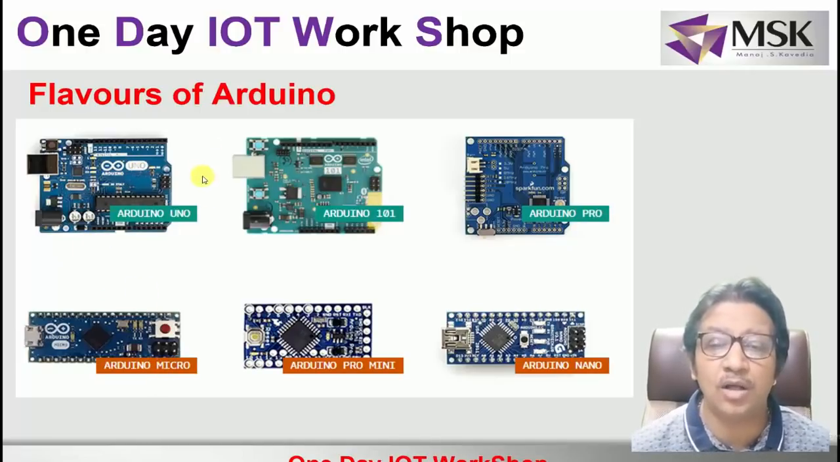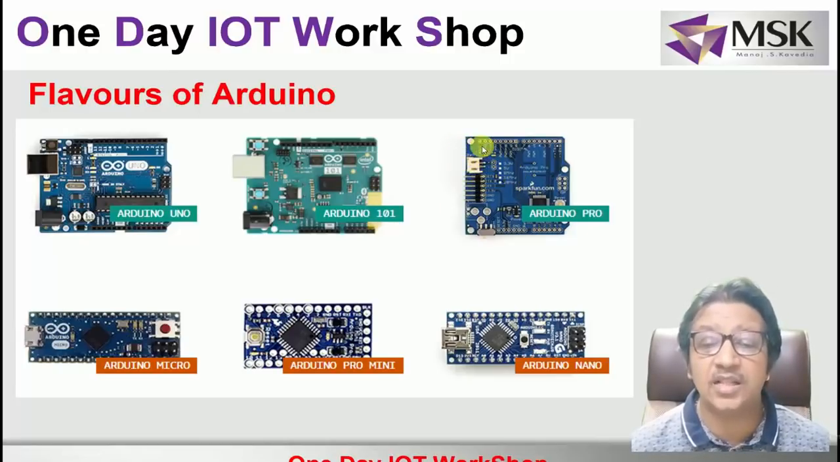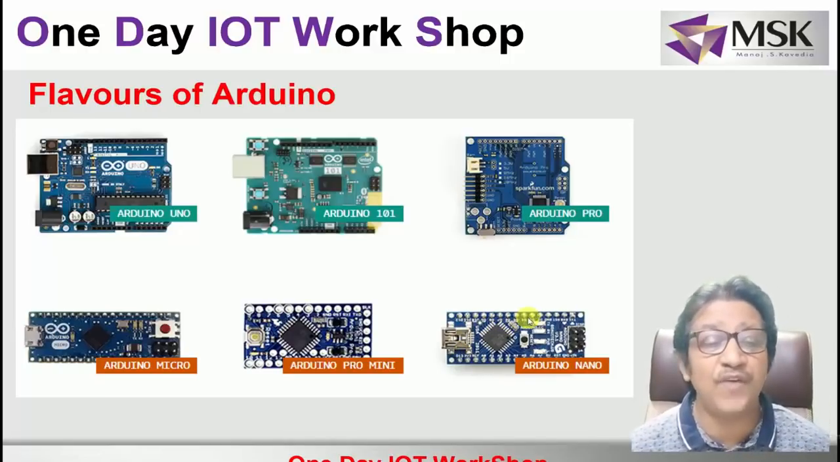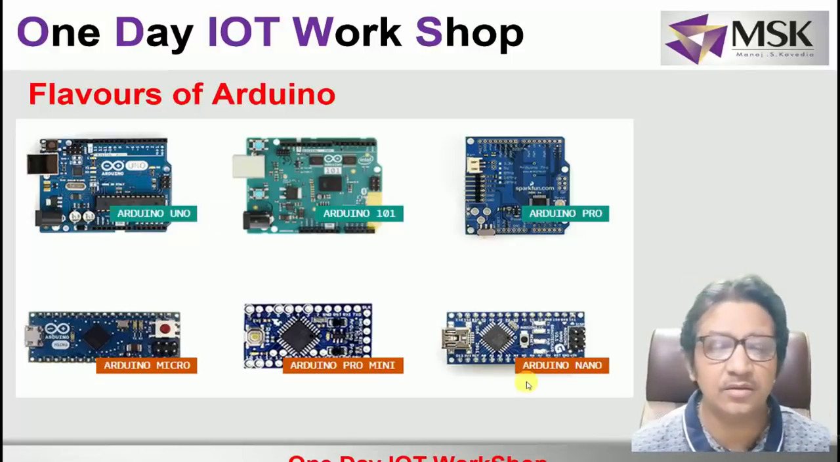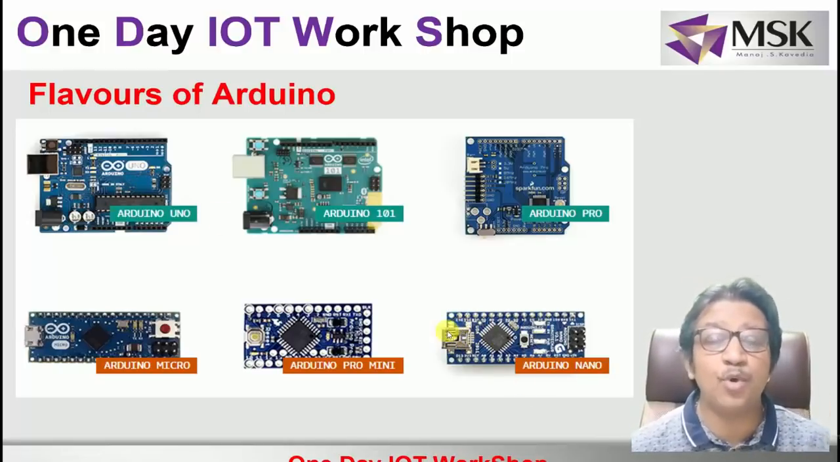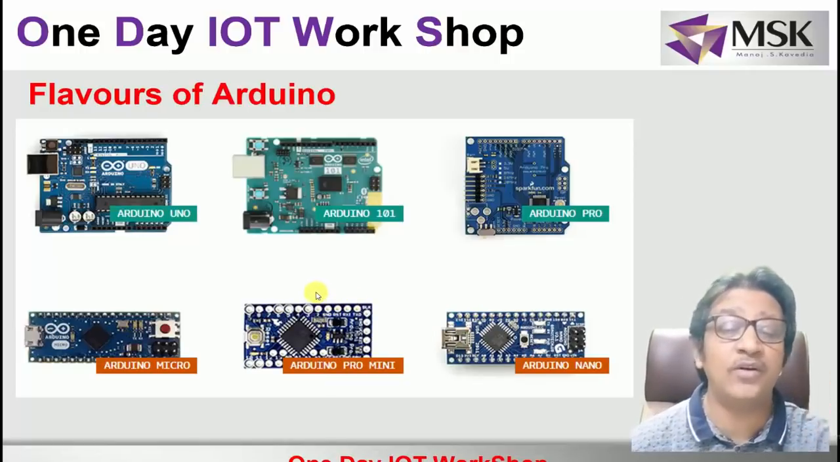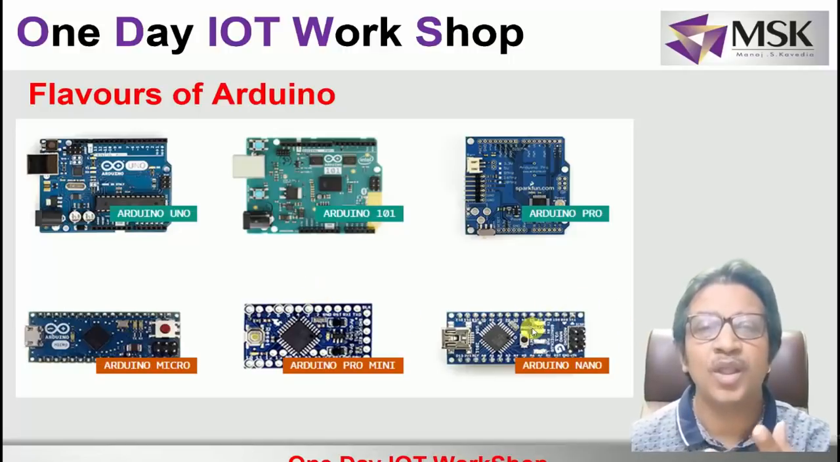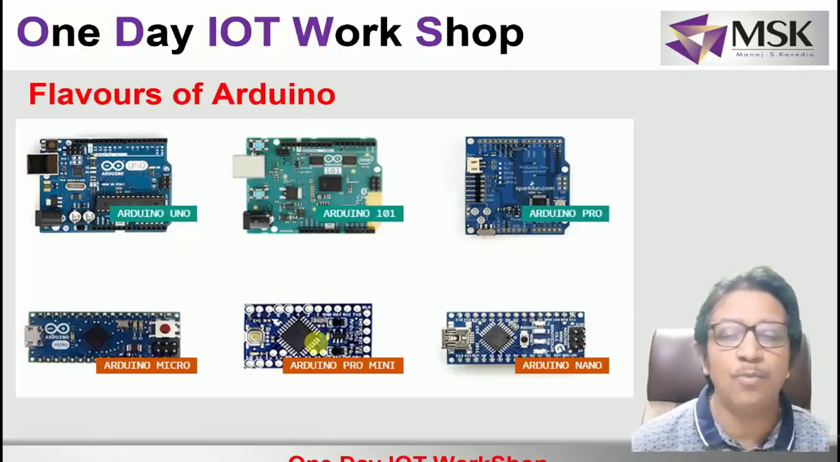Now Pro Mini, this USB connector is different. In this Nano, it is almost the same as Uno, but again the form factor, that is the size, and its connector is different. You see the Pro Mini doesn't have any programming hardware on it, and no power supply feature. Nano also doesn't have the power supply, whereas Pro Mini also doesn't have any power supply feature.